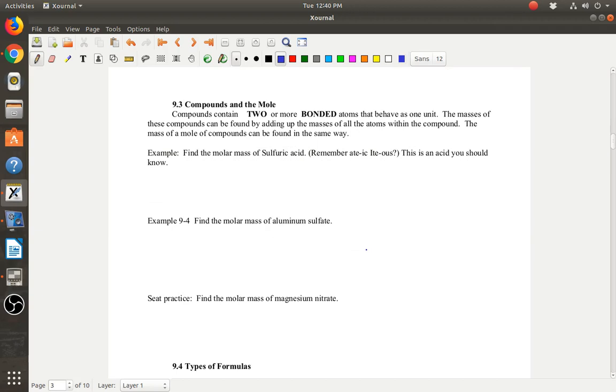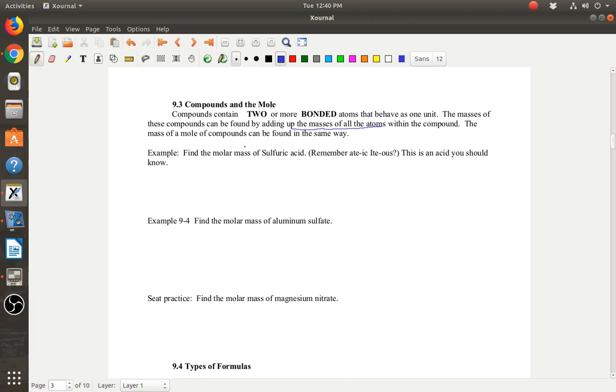Let's go on to compounds and the mole. And you need this in order to finish that worksheet and plus to be able to move on to the next thing. So compounds contain two or more bonded atoms that behave as one unit. The masses of these compounds can be found by adding up the masses of all the atoms within the compound. So you're going to add up all the atoms in the compound to figure out how much one compound weighs. The mass of a mole of compounds is found in the same way. So this is not that bad.